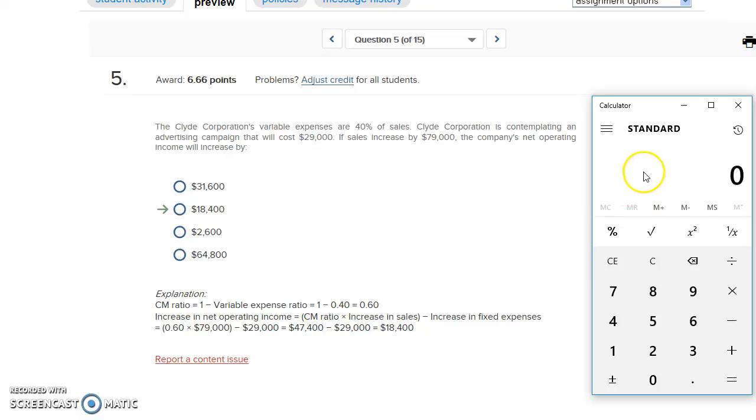So what we're going to do is we're going to take that 60% and multiply it by the 79,000 because we're not able to take that full 79,000, only the 60% of our contribution margin times 0.6. So that would be 47,400 and then subtract the cost of the advertising, 29,000. So we'd have 18,400 left.